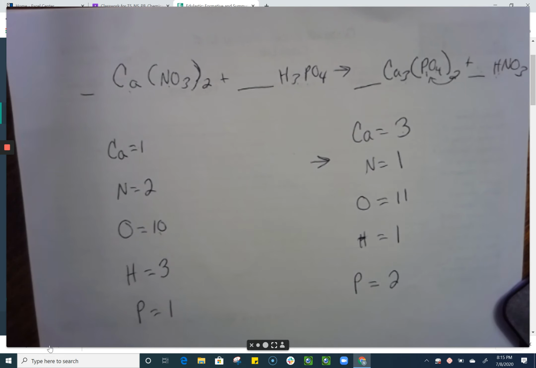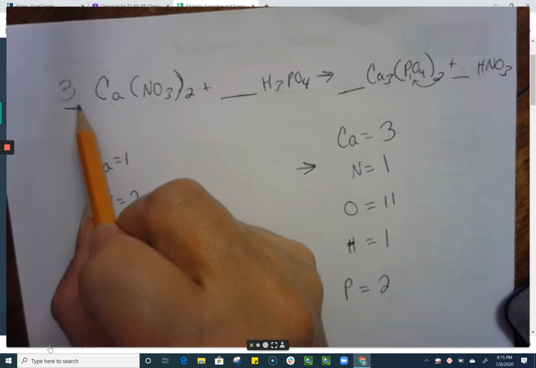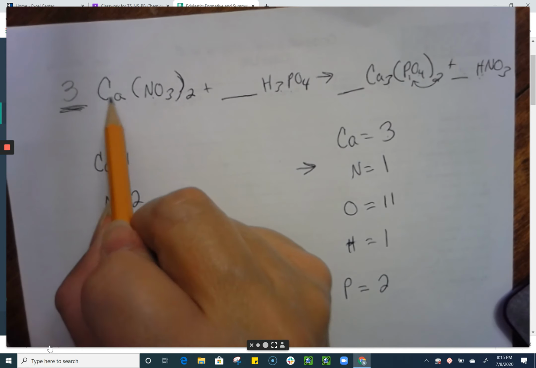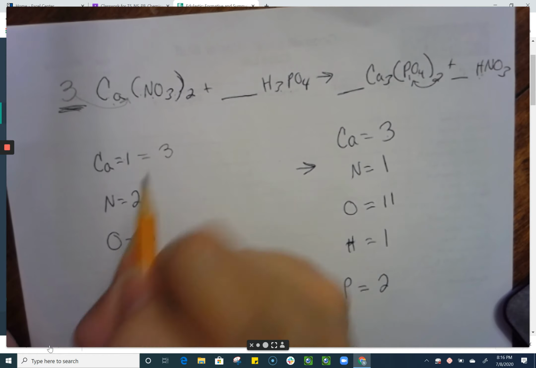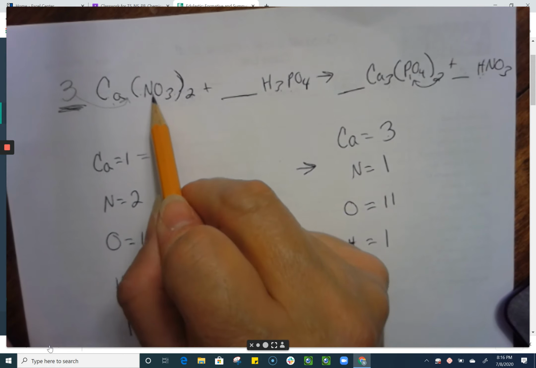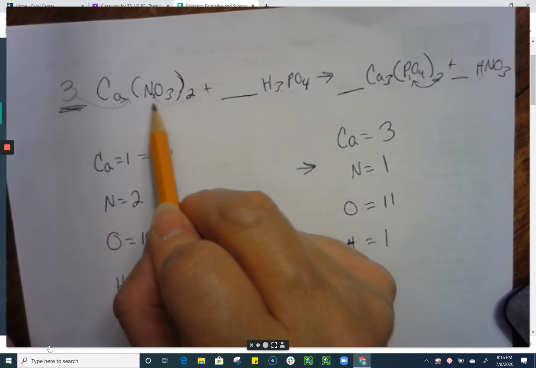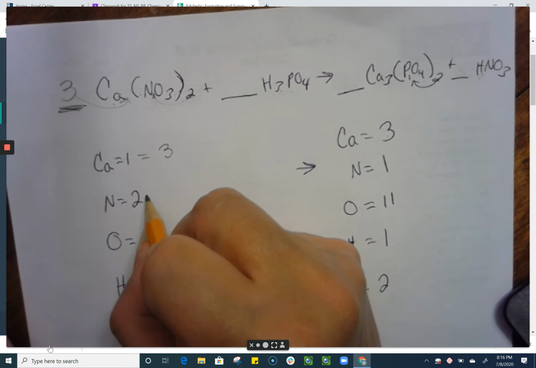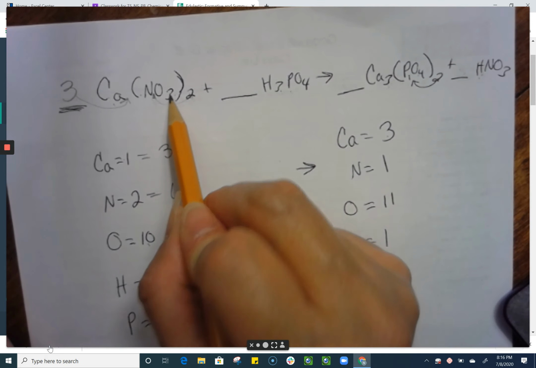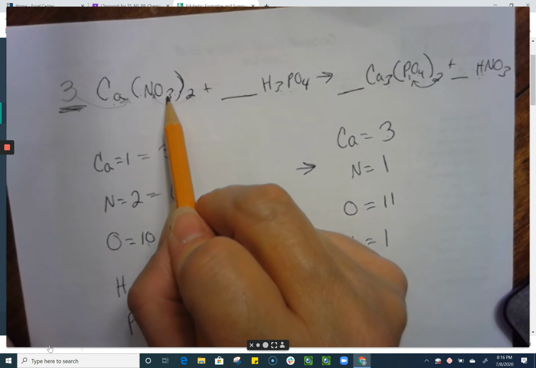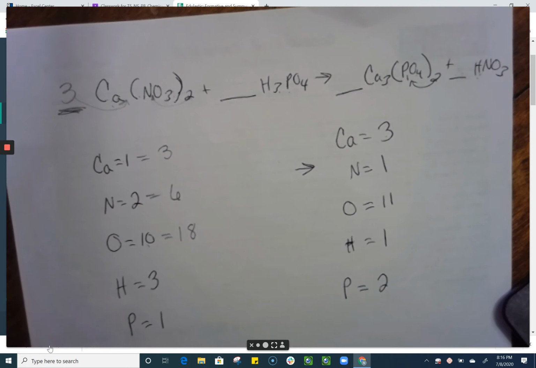And they didn't give you any clues in the problem. So I'm going to start with a 3 here. So when you have a coefficient, everything behind it gets multiplied. So 3 times 1 is going to give me 3. And there's a 1 here. So 2 times 1 is 2, but I have 3 of them. So 2 times 3 gives me 6 nitrogen. And 2 times 3 is 6 here, but I have 3 of these. So 2 times 3 is 6, times 3 is, that's going to change my oxygen to 18. Okay.